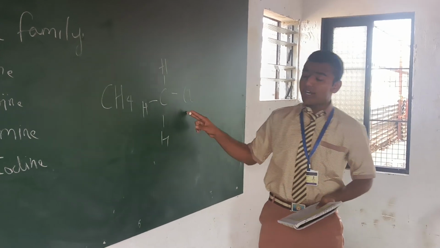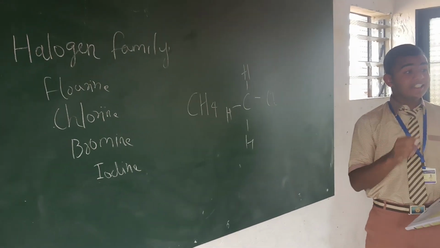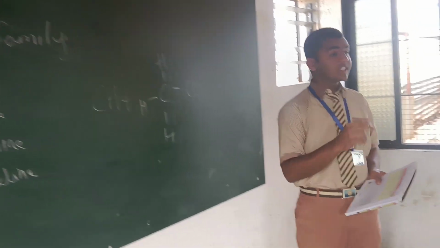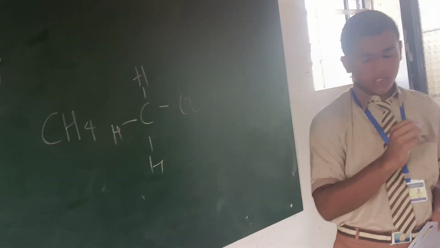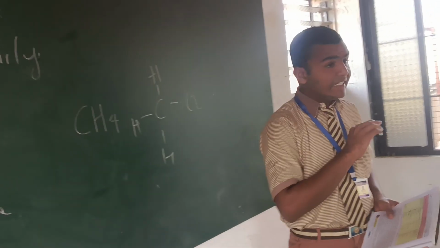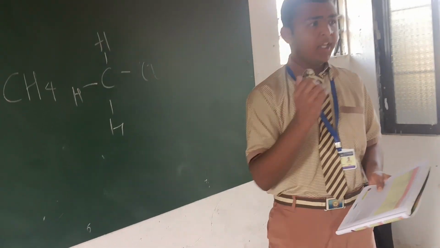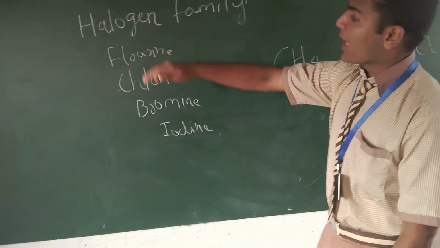When we add a heteroatom to any carbon compound, the chemical properties and also the physical properties of that compound completely change. This is called a functional group. So we are adding a functional group like the halogen family.